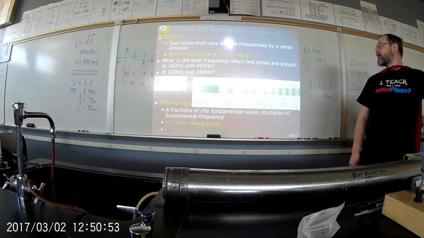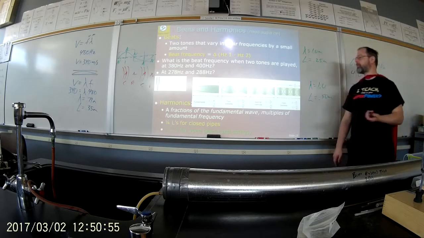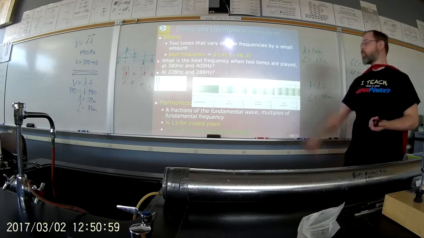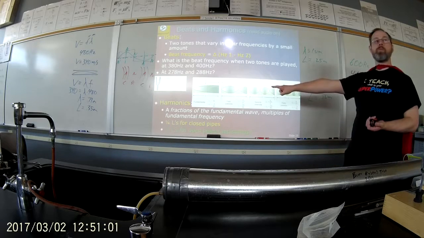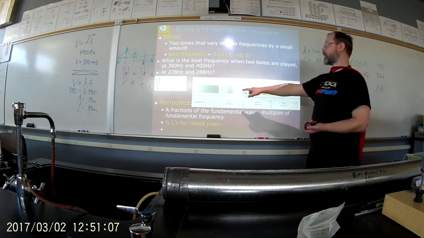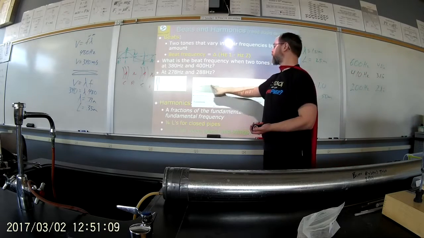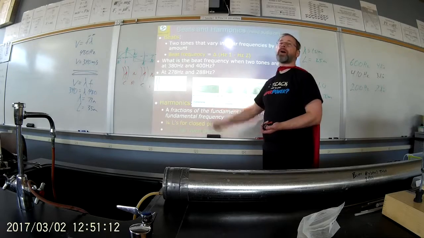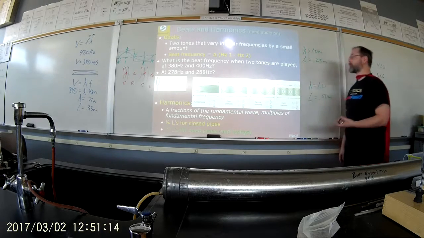Okay. And again, here's a visualization of the harmonics. Is this an open pipe or a closed pipe? How much of a wave do you see in each instrument? You only see 1/4 of the wave. So this is actually a closed pipe. These are the harmonics for closed pipes.